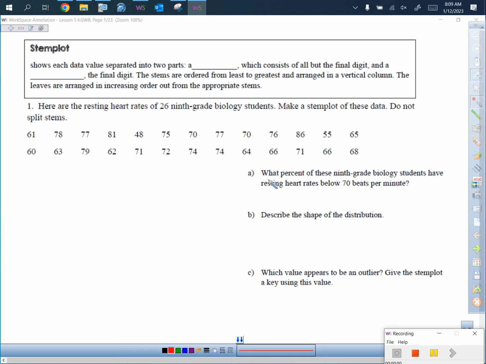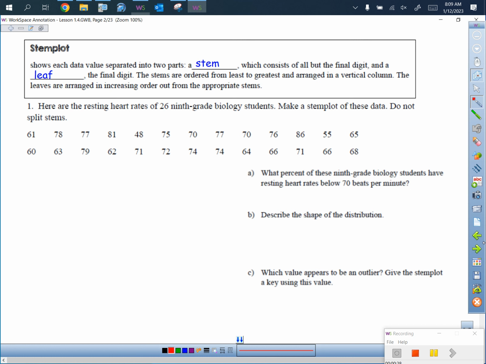Lesson 1-4 is about stem plots. We kind of just saw one in the activity. A stem plot has two parts. There's a little stem, which consists of everything but the final digit. In the one from the activity, the 4 in the number 40 was the stem. And the very last thing is called the leaf. That's just the final digit.